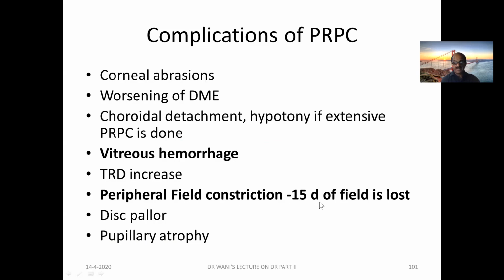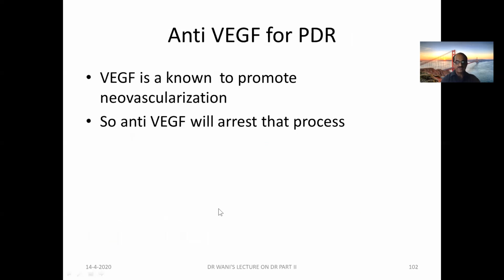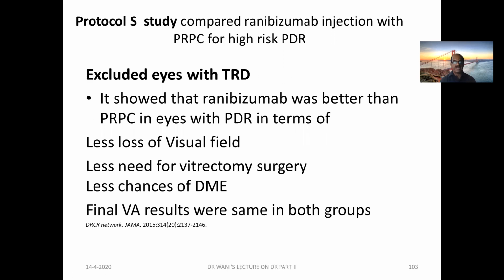And peripheral field constriction is very important. About 15-degree field is lost due to PRP, disc pallor, and pupillary atrophy. There are so many others, but these are the main ones. Now, because VEGF is known to promote neovascularization, anti-VEGF will arrest that process. So it was natural that they started using anti-VEGF for PDR. And actually, the Protocol S study from America, they compared ranibizumab injection with PRP.